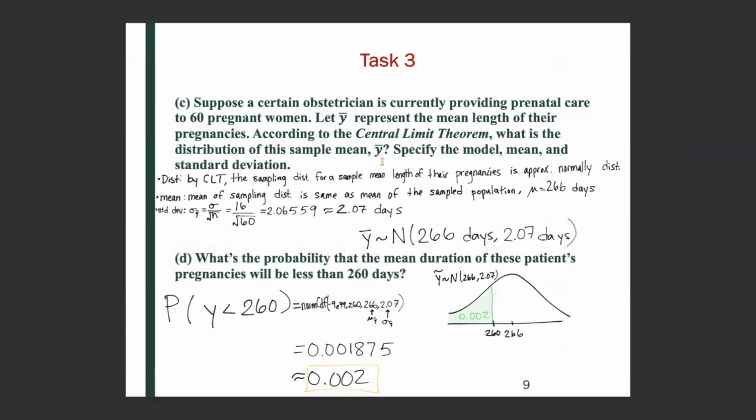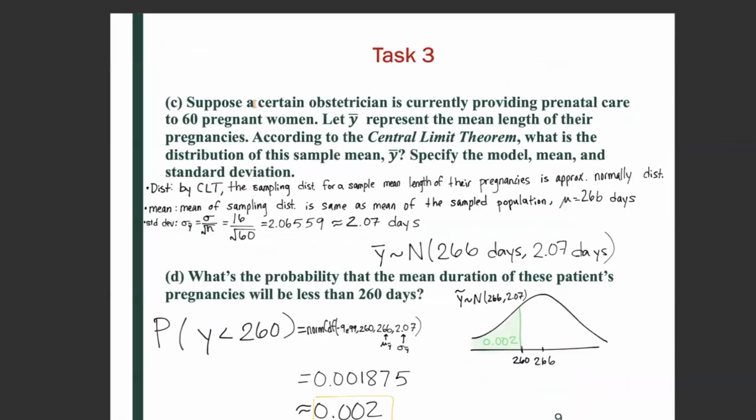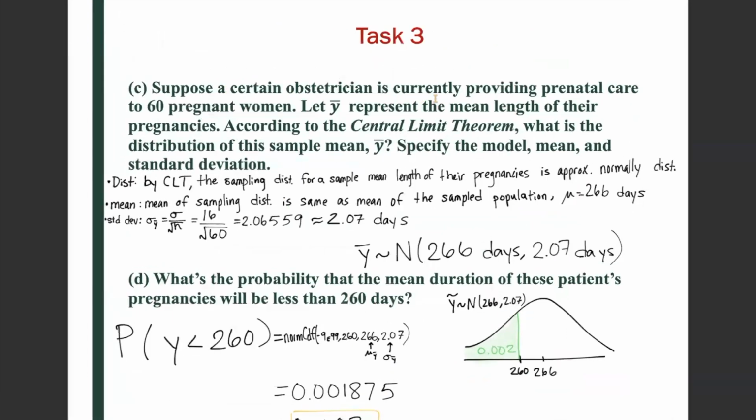All right, we're still in task 3. Now this is part C. Suppose that a certain obstetrician is currently providing prenatal care to 60 pregnant women. Let Y bar represent the mean length of their pregnancies. According to the central limit theorem, what is the distribution of this sample mean Y bar? Specify the model, mean, and standard deviation.